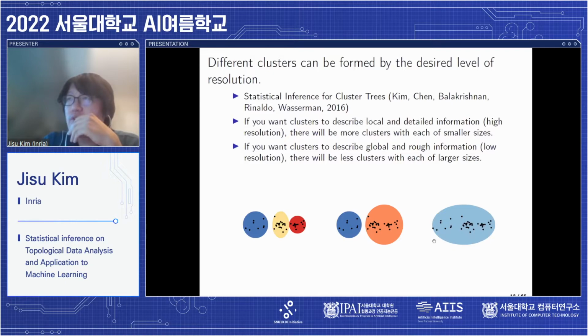And if you want the clusters to describe global and rough information, then you probably want to cluster everything into 1 group. So compared to this and this, the high resolution is more like you're looking at the individual trees, but low resolution is more like you're looking at the entire forest. And also there's some middle stage like this as well.